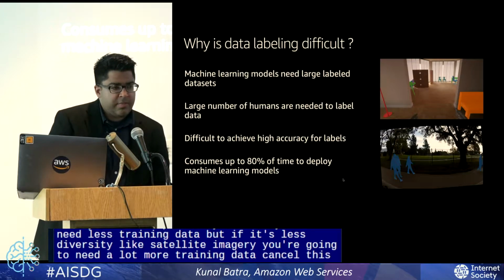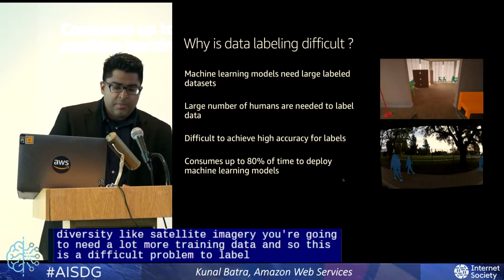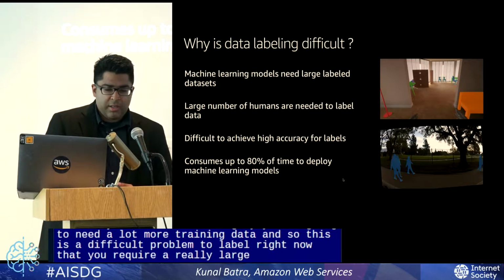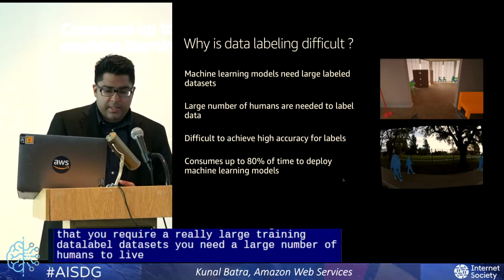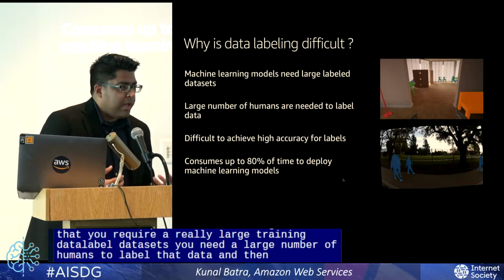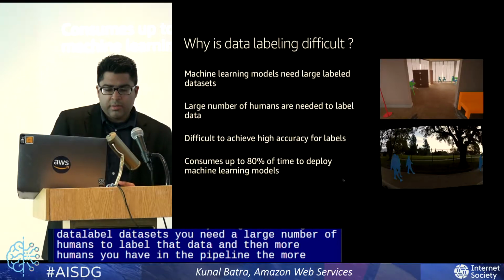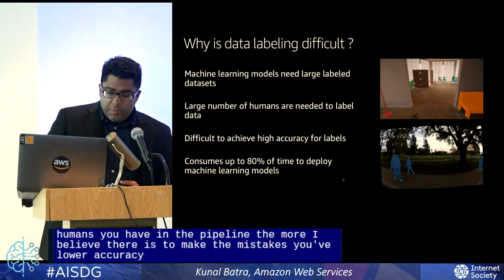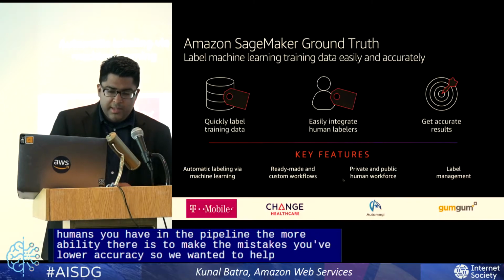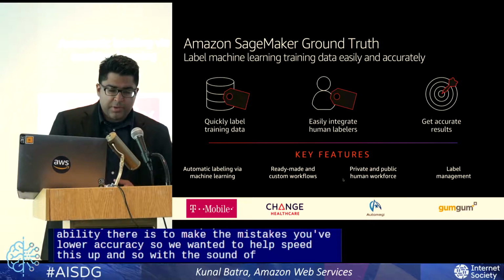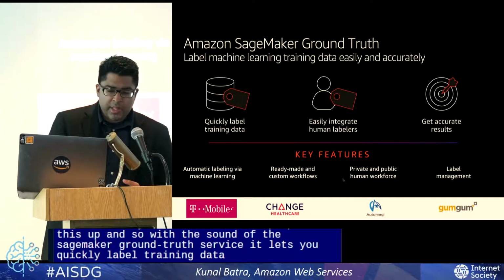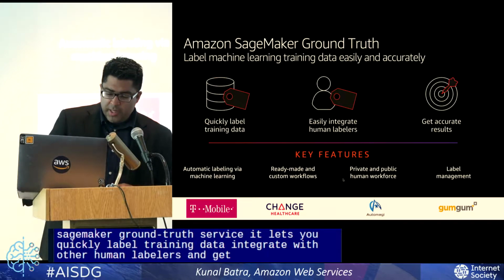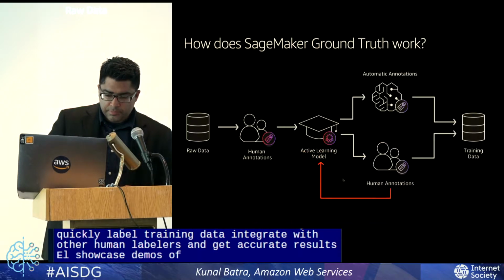And so this is a difficult problem to label, right? Now that you require really large training data sets, you need a large number of humans to label that data. And then the more humans you have in the pipeline, the more ability there is to make a mistake, so you have lower accuracy. So we wanted to help speed this up. And so with the SageMaker Ground Truth service, it lets you quickly label training data, integrate with other human labelers, and get accurate results. And I'll showcase demos of this towards the end.